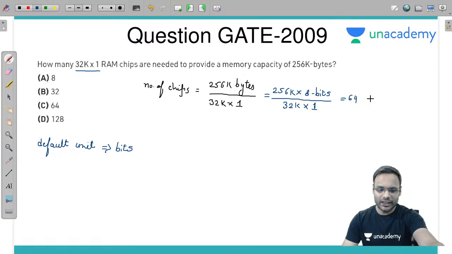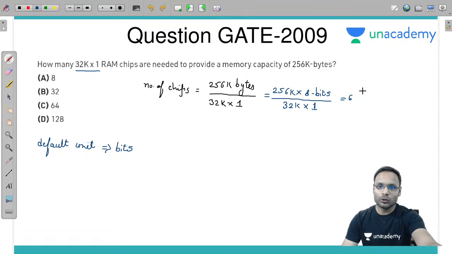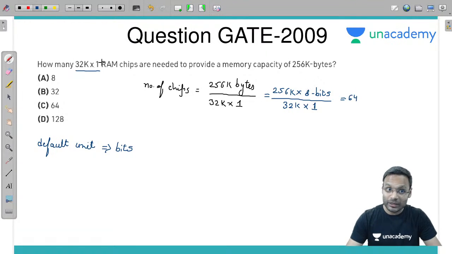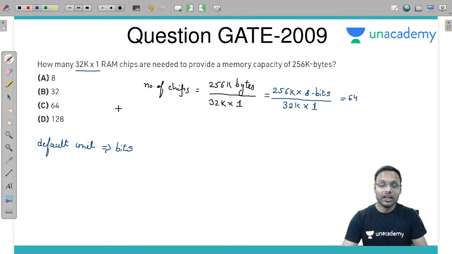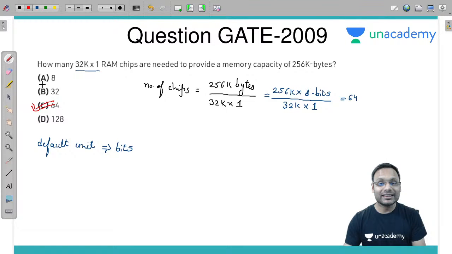Answer is 64. But now the question is, sir, if we did not get this information, would we be able to solve this question correctly? If you did not know that the default unit is bits when nothing is mentioned, what would you do in that case? If you had taken this as bytes, your answer would have been 8, and that would be wrong.